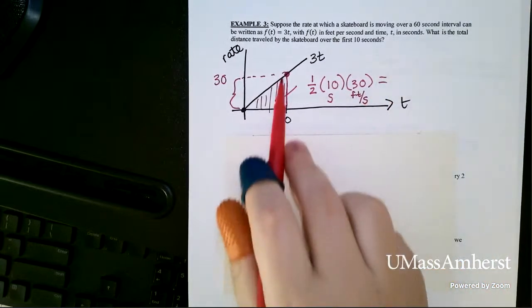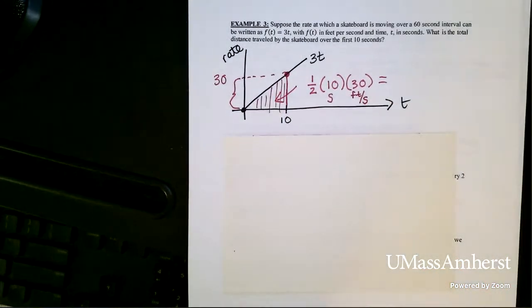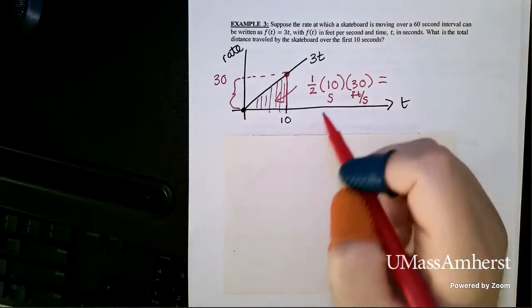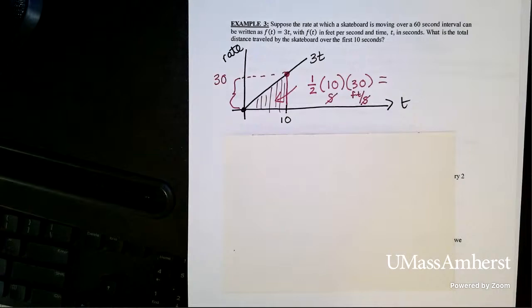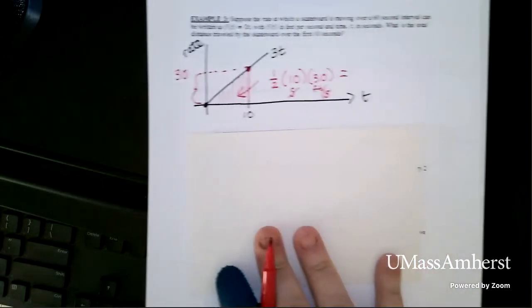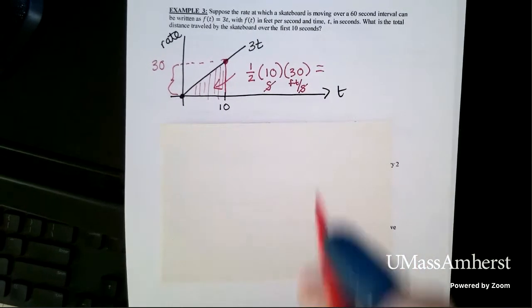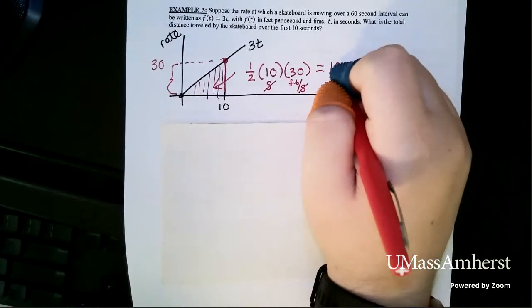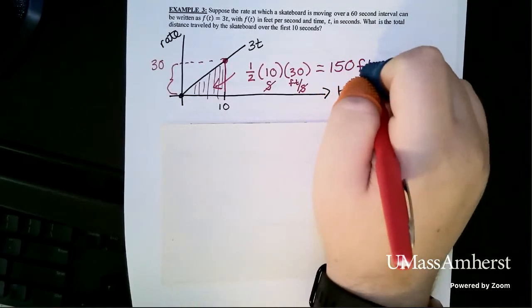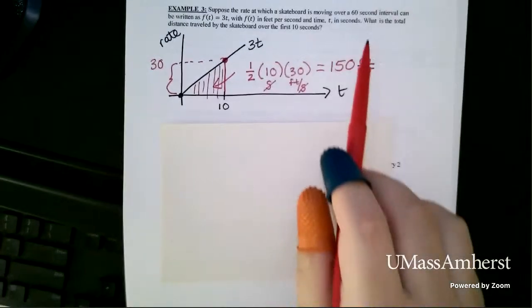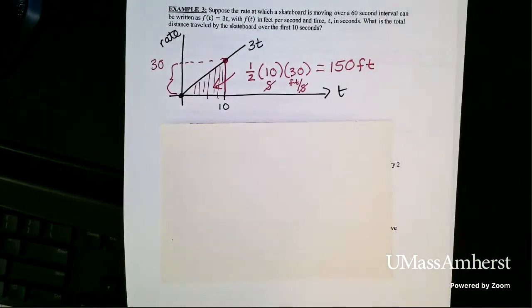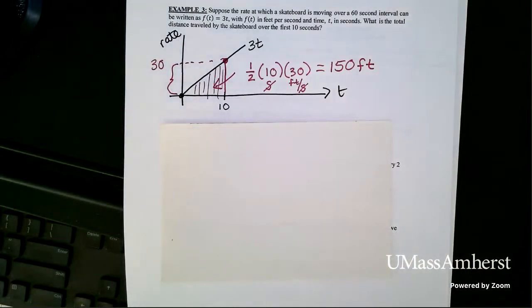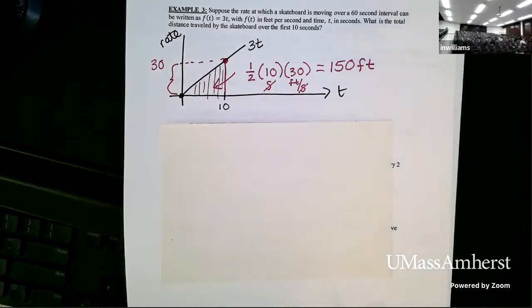So at time equals 10, the skateboard was moving 30 feet per second. So when I multiply this, the seconds units are going to cancel, and I'm going to be left with feet. So here, half times 10 times 30 gives me 150 feet, which makes sense because we're asking for the distance traveled during that 10 seconds. So during the 10 seconds, that skateboard traveled 150.